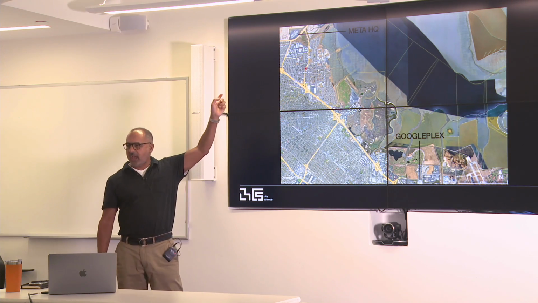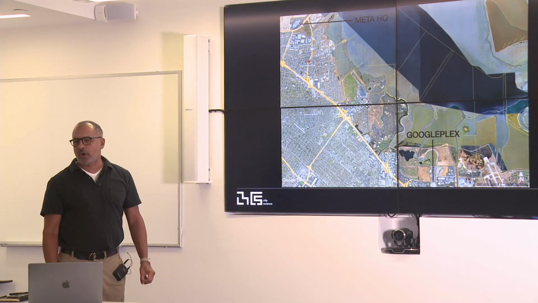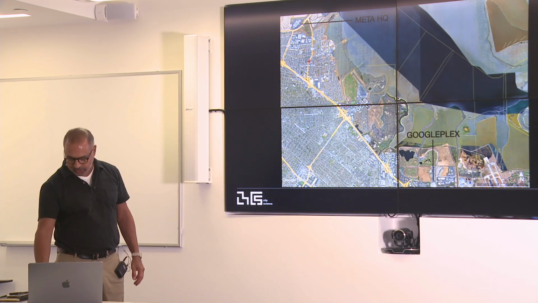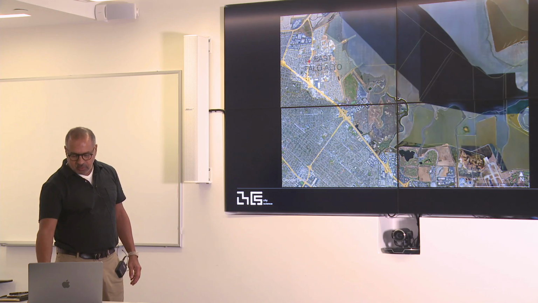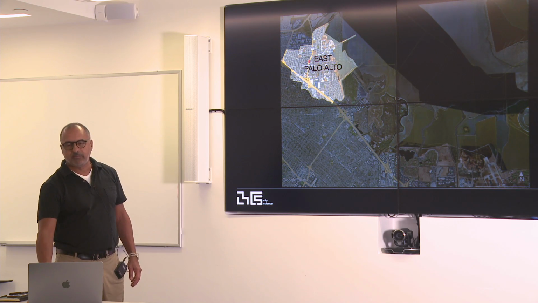To the north of it, you have the new Meta headquarters. To the south of it, you have the Googleplex. So this is one of the highest per capita earning areas in the whole country. And East Palo Alto is a working class neighborhood that's nestled between them.